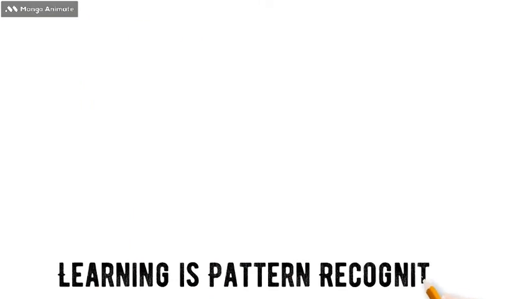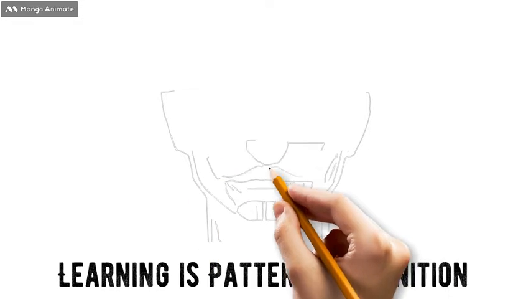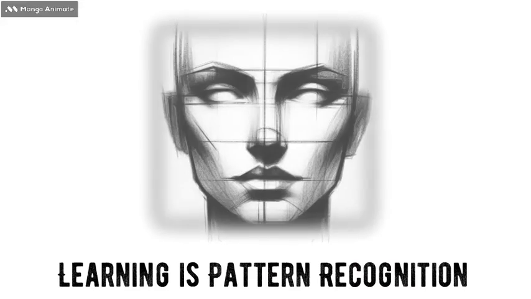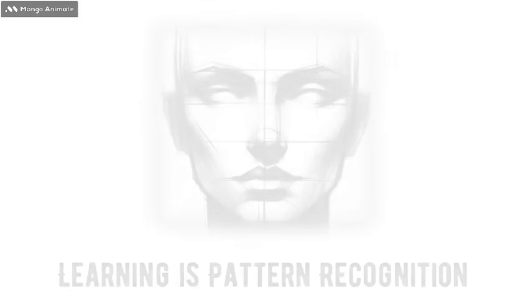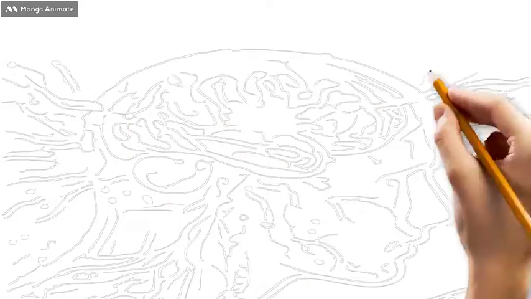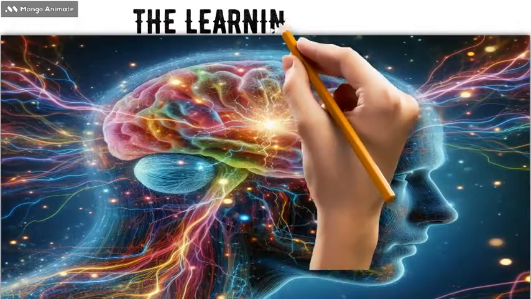As you learn and experience, your brain starts to recognize patterns. The squiggle becomes a face, familiar and friendly. This is how we learn. Our brains take in information, process it, and identify patterns. But what if machines could do the same?